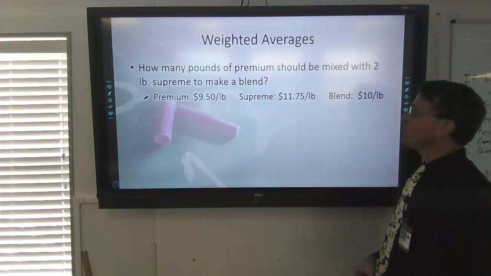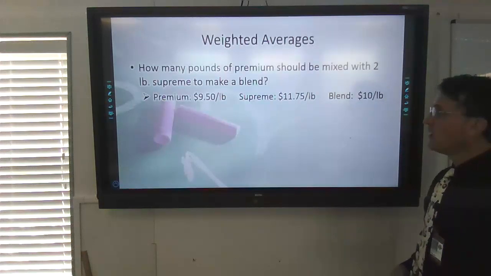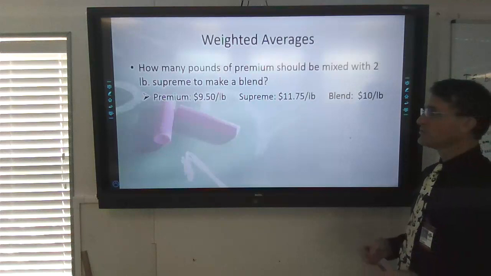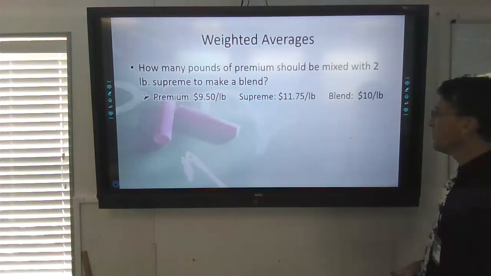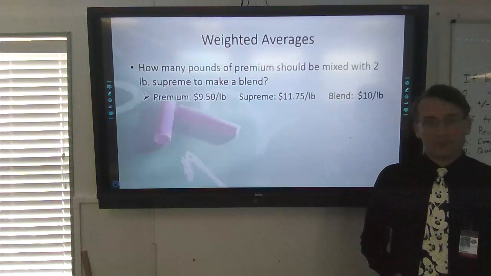How many pounds of premium should be mixed with 2 pounds of supreme to make a blend? If the premium costs $9.50 a pound, the supreme costs $11.75 per pound, and I want my blend to cost a mere $10 a pound. Now let's set up a table.